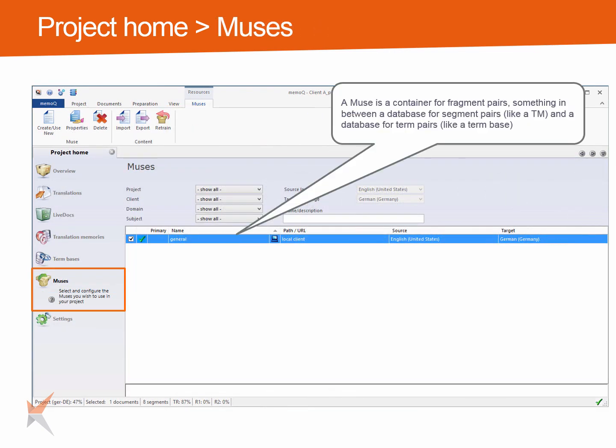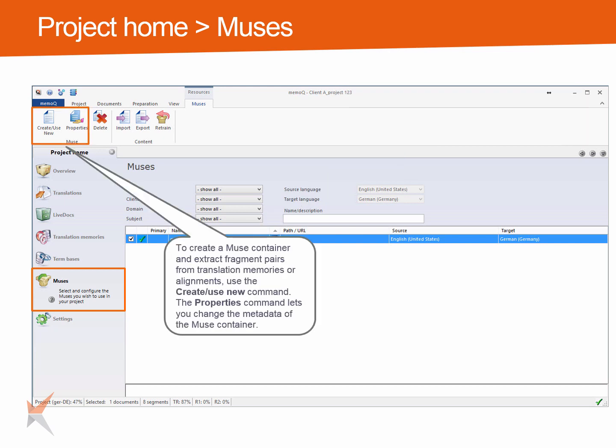A muse is a container for fragment pairs, something in between a database for segment pairs, like a TM, and a database for term pairs, like a term base. To create a muse container and extract fragment pairs from translation memories or alignments, use the Create Use New command.